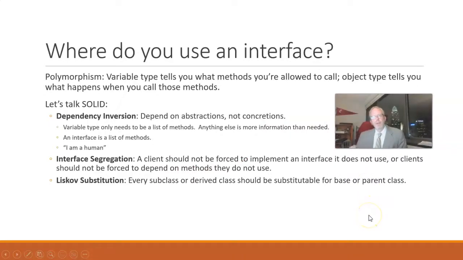Well, let's remember what polymorphism is. Polymorphism: the variable type tells you what methods you're allowed to call. The object type tells you what happens when you call those methods. Now, let's look at this through the lens of the SOLID principles of object-oriented design. We're kind of going in reverse order here, but we'll start with the D, which is dependency inversion. A class should depend on abstractions, not concretions.